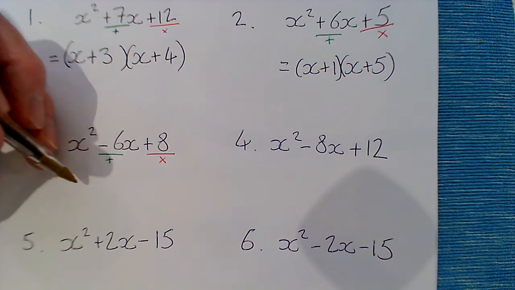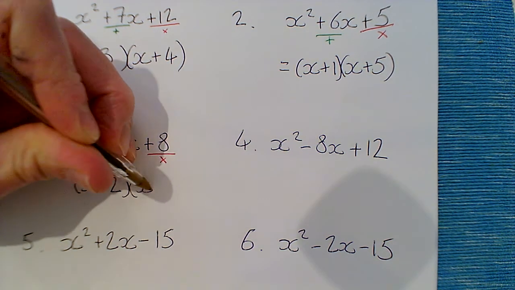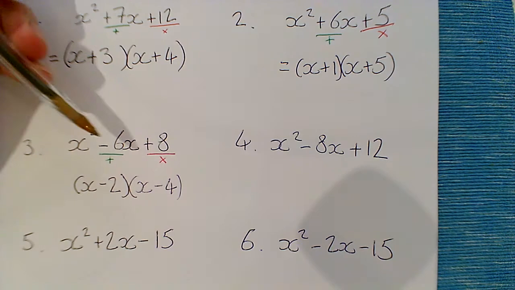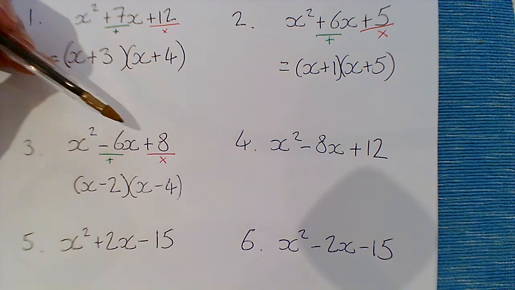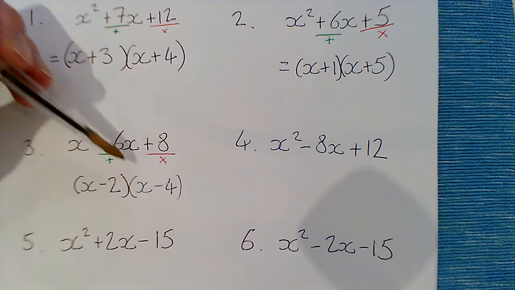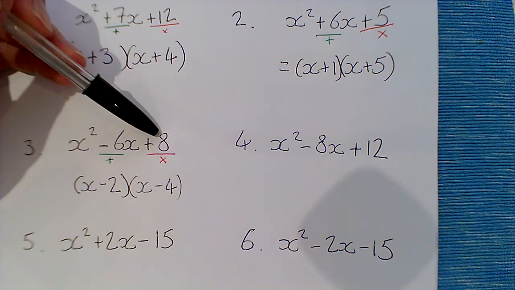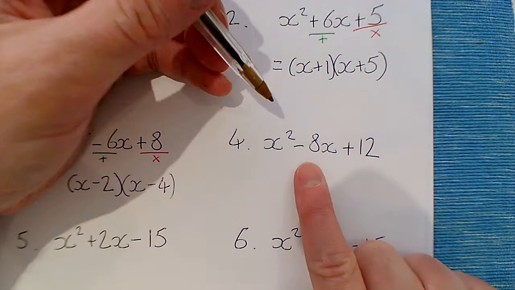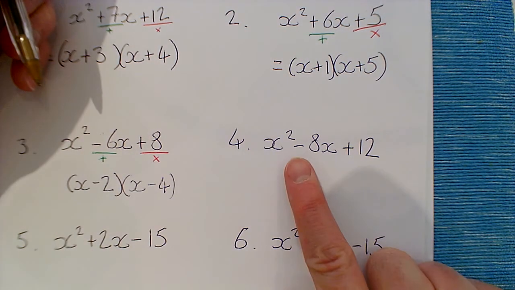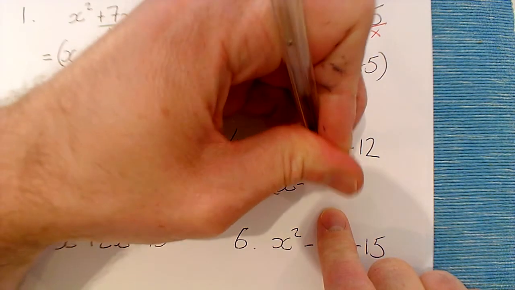But because we've got the minus 6 there, we're going to use x minus 2 and x minus 4. Because minus 4 times minus 2 makes the plus 8, and minus 2 take away another 4 makes the minus 6. So if you've got a negative in the middle, positive on the end, use a pair of negative numbers. Same for the one next to it. x squared minus 8x add 12. Because we've got the minus 8x there, we're going to have two negative brackets.